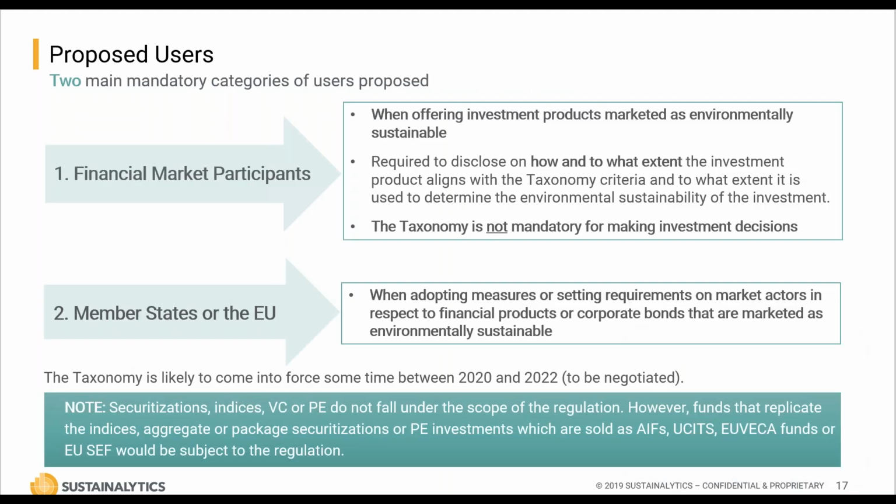And finally, the last point that I would make here is that currently nothing has been passed. So as it stands right now today, this is voluntary. However, 2 main categories of mandatory use are proposed. One is financial market participants when offering investment products marketed as environmentally sustainable. And their requirement is going to be around disclosure more. You are not necessarily obliged to invest in taxonomy compliant decisions or activities.